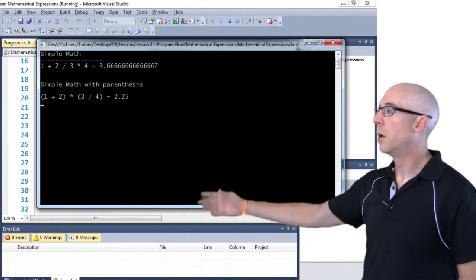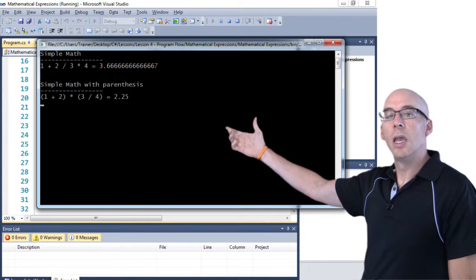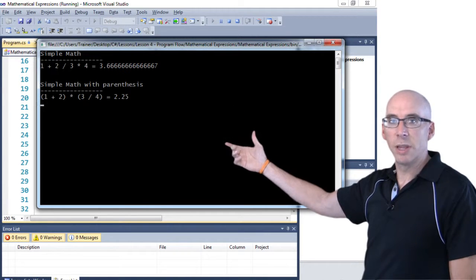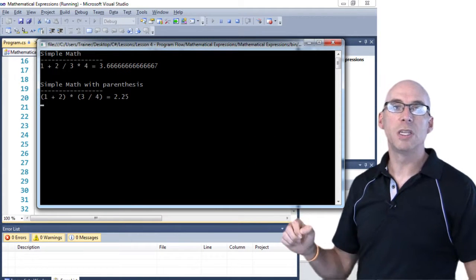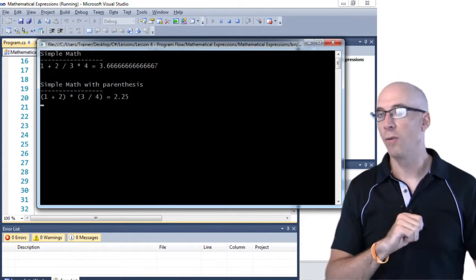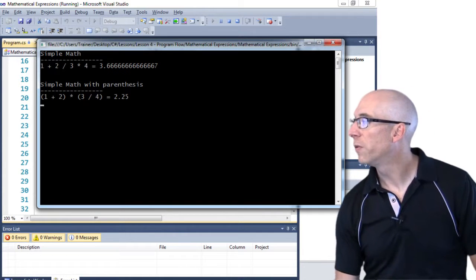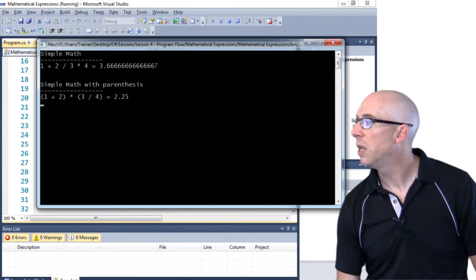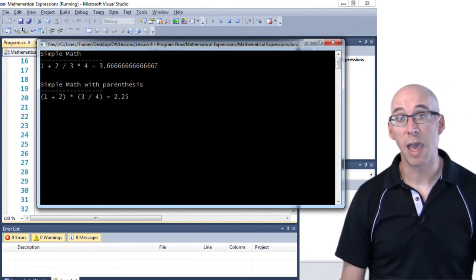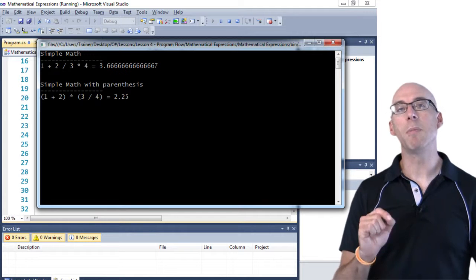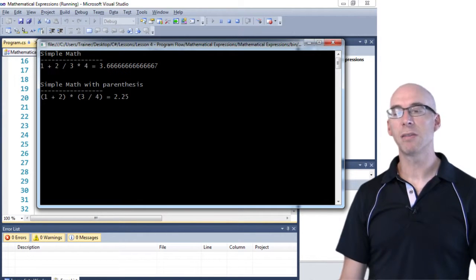Here, in the second example, the math is going to take place in a totally different order. Anything inside the parentheses always takes precedence over anything else. So the first thing it does is it says, all right, 1 plus 2 is 3. 3 divided by 4 is 0.75. So 3 times 0.75 gives you 2.25. And that's how your mathematics works. So keep that in mind, especially when you start doing your math.